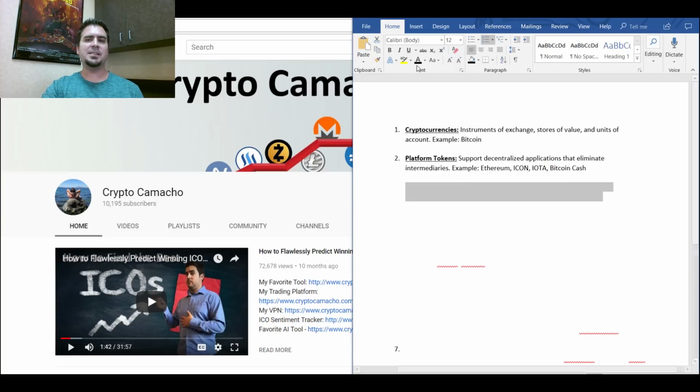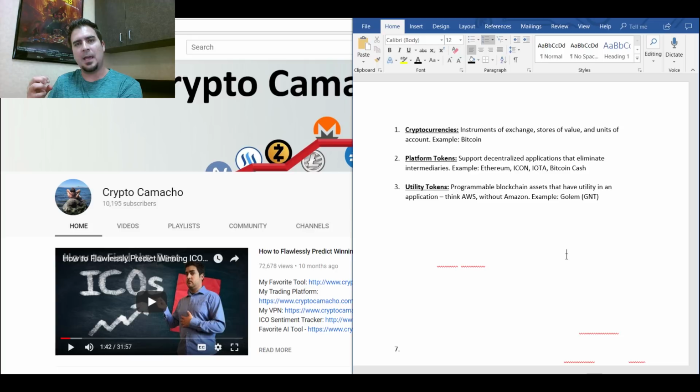So moving down the list, the third type of cryptocurrency that we see is utility tokens, okay? Utility tokens are programmable blockchain assets that have utility in a particular application, okay? So think of AWS without Amazon, right? They're decentralized without intermediaries, but they're essentially programmable digital assets that can function without a specific third party or intermediary, okay?